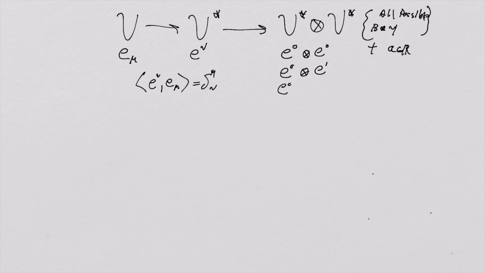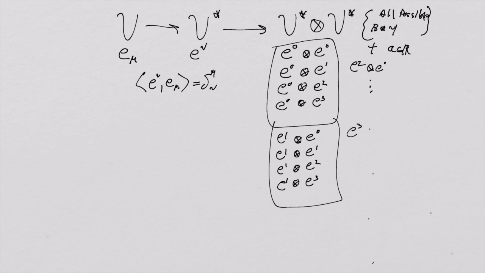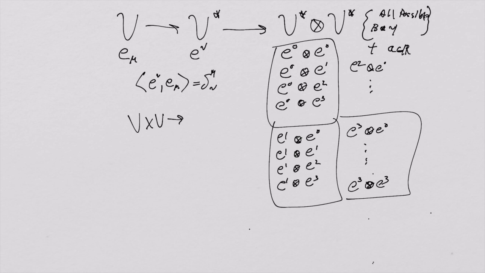But let me continue, right? E0 tensor product E2 and E0 tensor product E3, and then you repeat this structure for E1. So you have E1 tensor product E0, E1 tensor product E1, E1 tensor product E2, and E1 tensor product E3. Okay, so you've got that thing. And then you do it for E2 tensor product E0, etc., and E3 tensor product E0, and then the last one is E3 tensor product E3, right? And each of these objects are maps, because they're tensors, and tensors are maps, and specifically, a tensor is a map from the Cartesian product of two copies of the vector space into the real numbers.